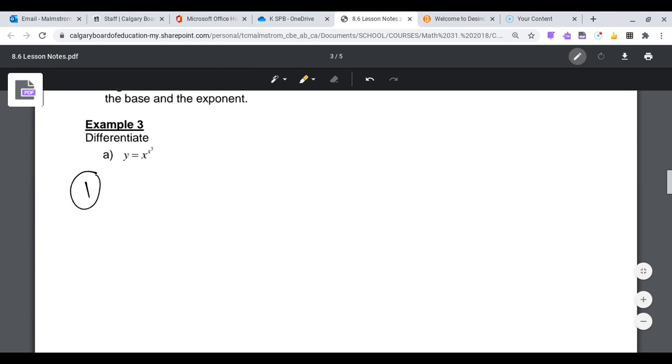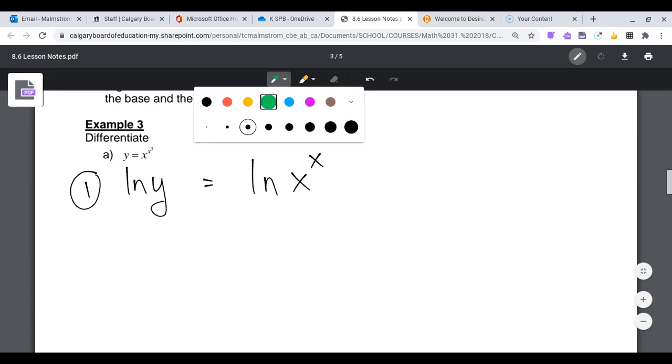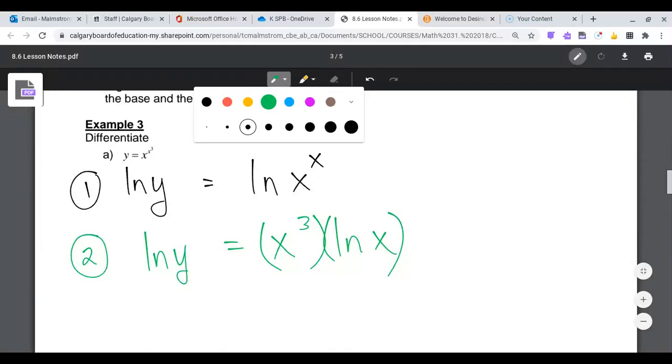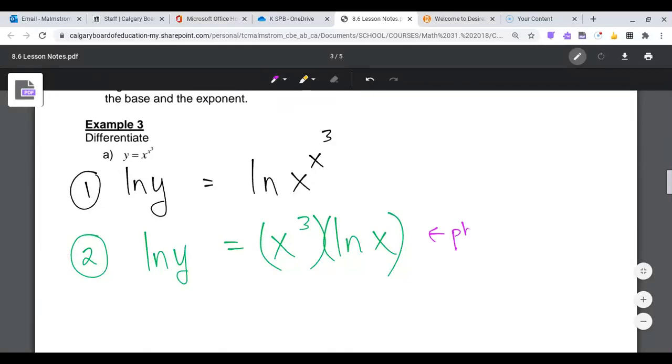So we're going to take the natural log of both sides. ln y is equal to ln x to the power of x cubed. And then we will use our log rules to simplify this. So we can use our power rule to bring our x cubed down. And what that ends up being is that we now have a product when we go to differentiate. So let's go ahead and give that a go.